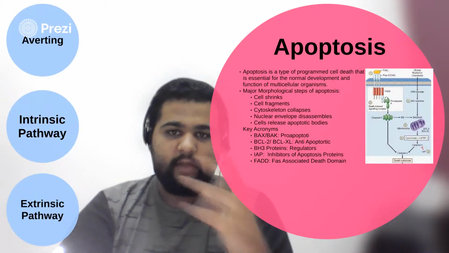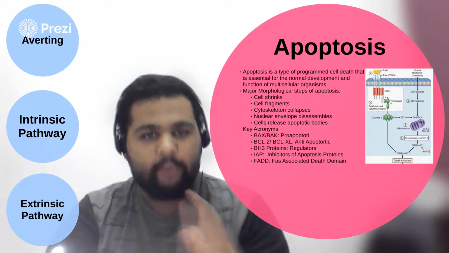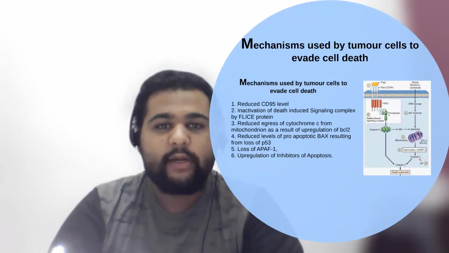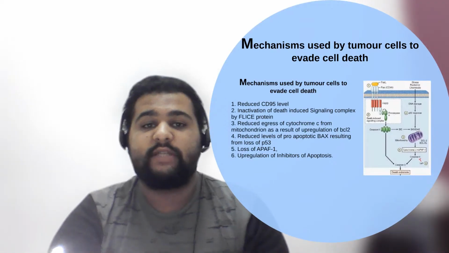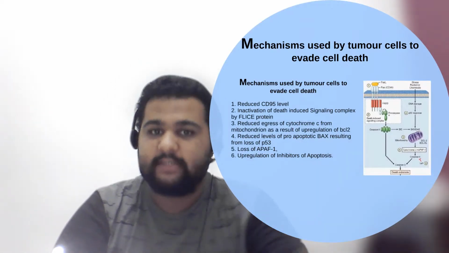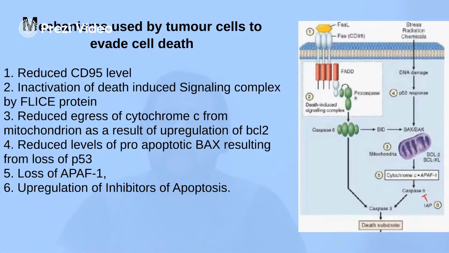Now, what was the point of telling you all of this? The point is that now we're going to look at the mechanisms used by tumor cells to evade cell death in these processes. And how do they do that? As you can see on the diagram, there are 6 points. Those are the points where tumor cells can come and mess up the pathway a little bit and cause apoptosis to not occur properly.